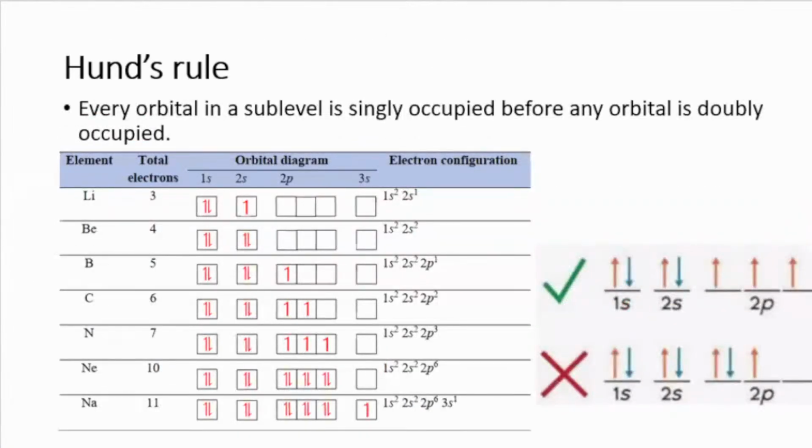Based on three principles, modern electronic configurations are built. Okay, the third one is Hund's rule.